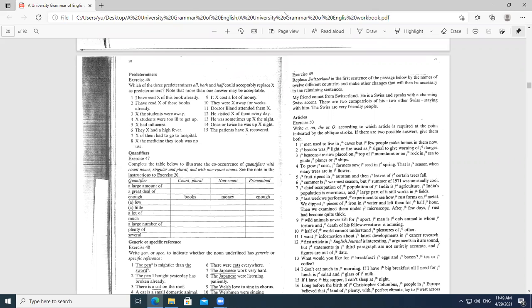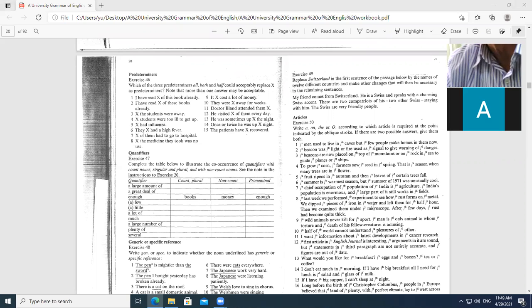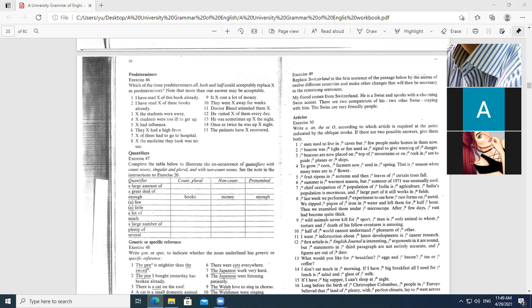I have read all of these books already. Or I have read half of these books already.